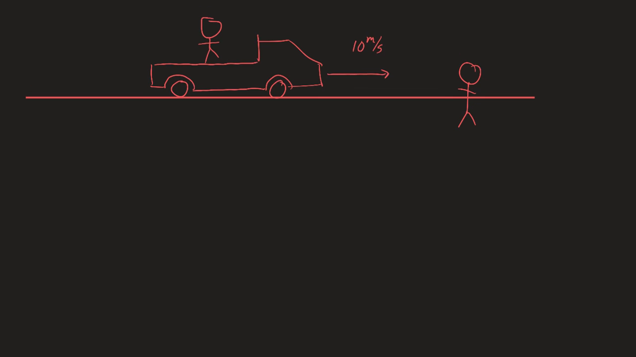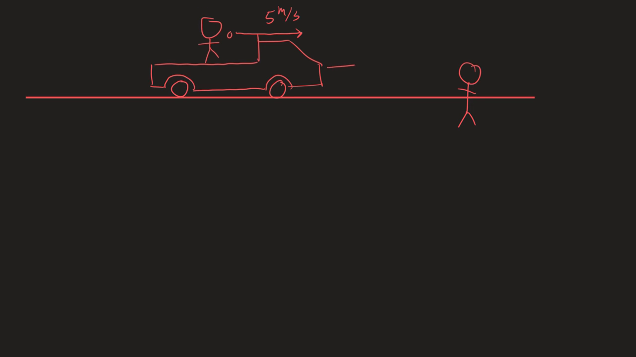if the truck weren't moving and you had a ball and you throw the ball at your friend and the ball leaves your hand at 5 meters per second, how fast is the ball traveling relative to your friend? 5 meters per second. He's going to catch the ball. He would measure the ball traveling 5 meters per second.